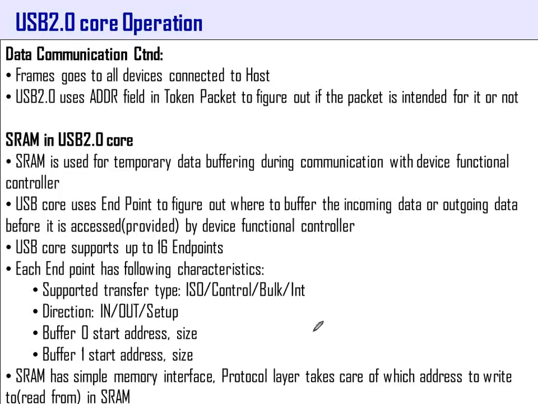I'll go to the next slide. Then frames go to all devices connected to the host. It's like a broadcast. Frames are broadcast everywhere. USB 2.0 uses the address field in the token packet to figure out if the packet is intended for it or not. SRAM in USB 2.0. Can you please read this one? What is SRAM used for? Temporary data storage. It is not the pen drive. Let's say when I say a 16 GB pen drive, it doesn't mean the SRAM is 16 GB. SRAM is a smaller memory.